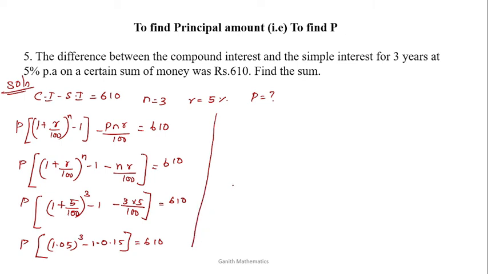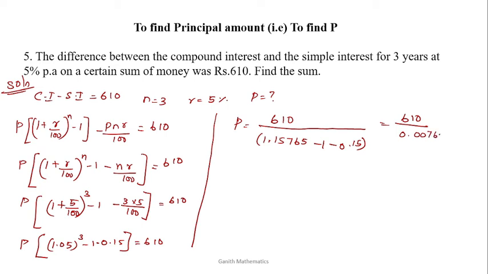If you find 1.05 the whole power 3, it will be 16 divided by, okay, so it will be 1.15765 minus 1 minus 0.15. So the final answer will be 16 divided by 0.00765. It is approximately 2091.50 rupees.